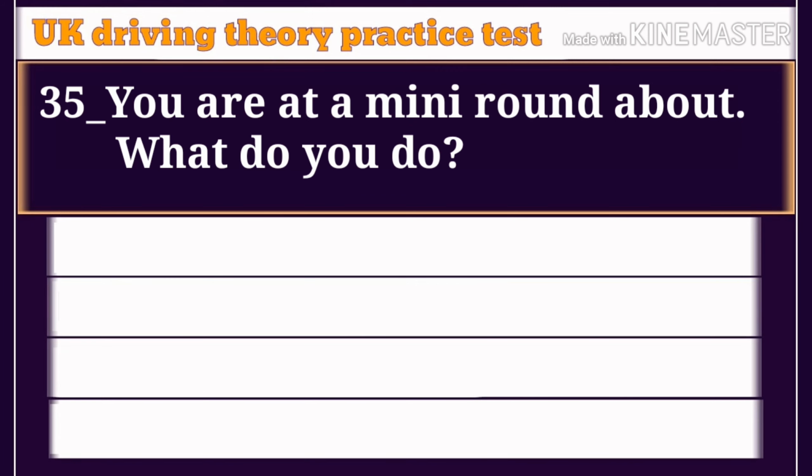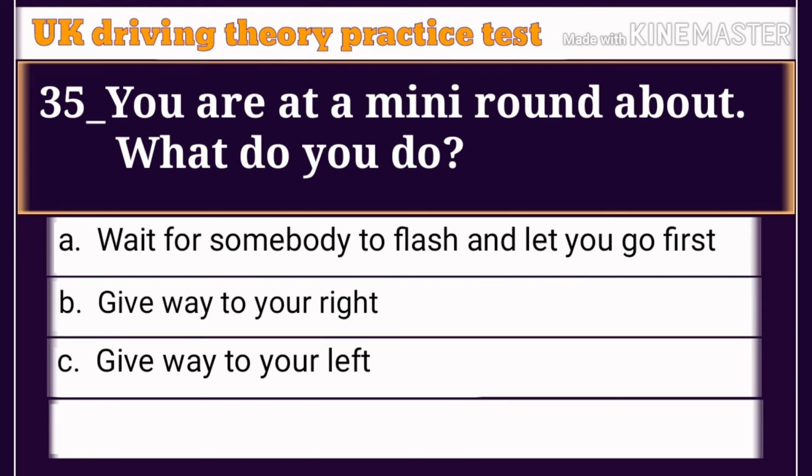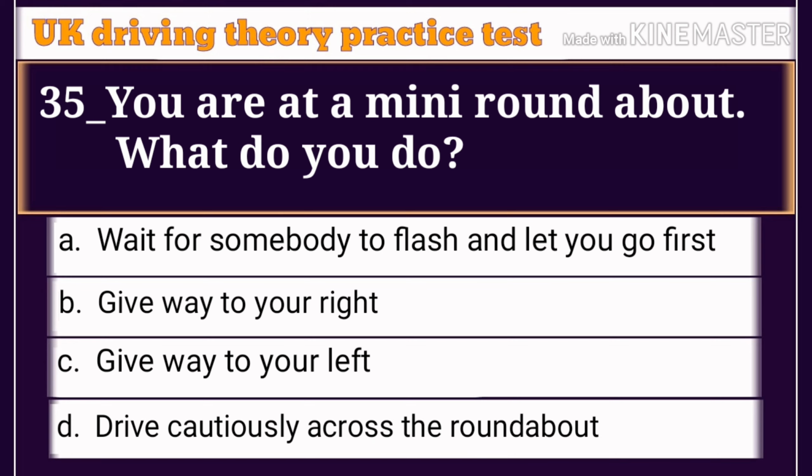Question 35. You are at a mini roundabout. What do you do? A. Wait for somebody to flash and let you go first. B. Give way to your right. C. Give way to your left. D. Drive cautiously across the roundabout. The correct answer is B. Give way to your right.